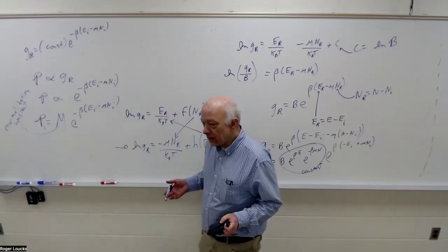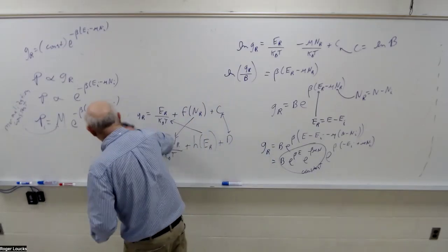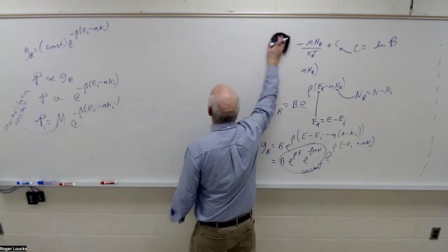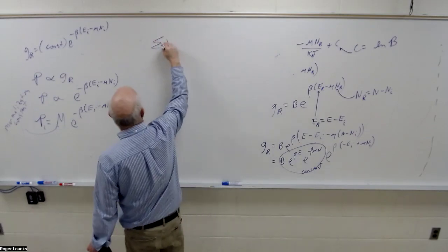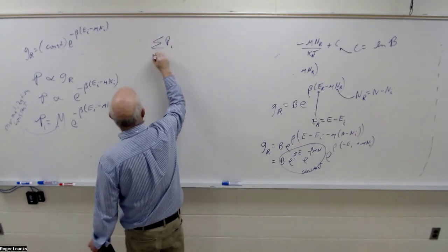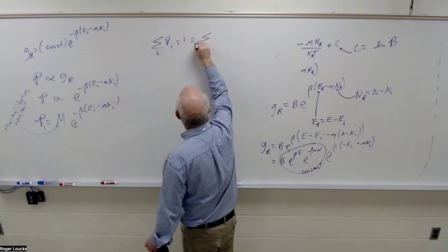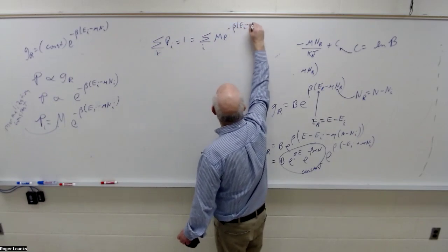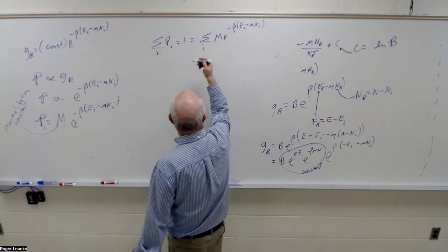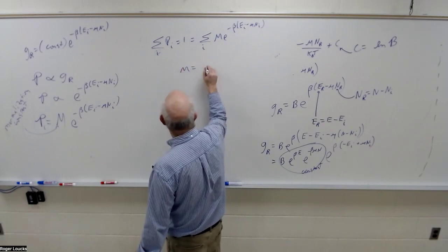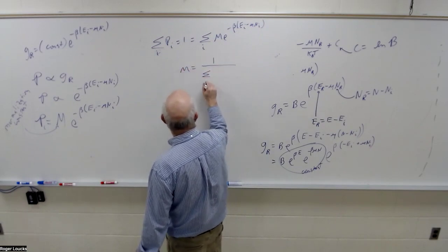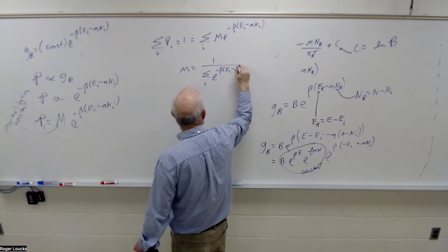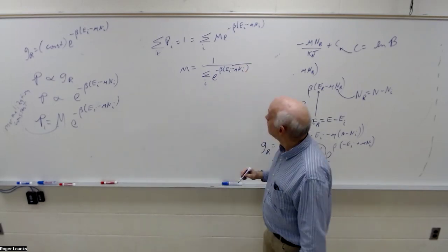And what is this going to be? I'll show you what it's going to be. It's written kind of funny. So we know that if we sum up all these PIs, we have to get 1. So this normalization constant is 1 over the sum over I of e to the minus beta, EI minus mu NI. No square roots at all.